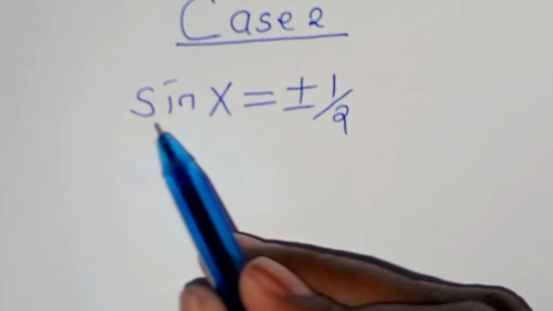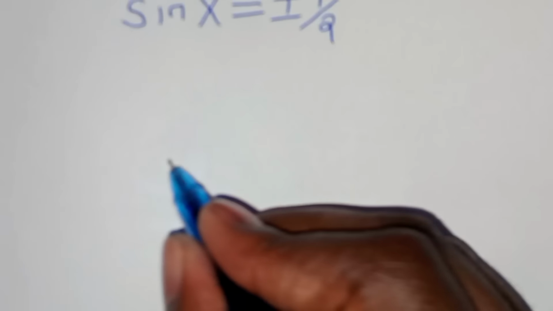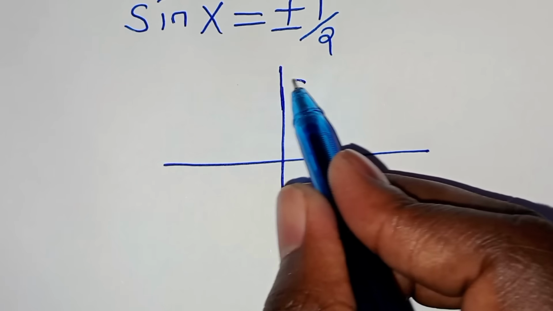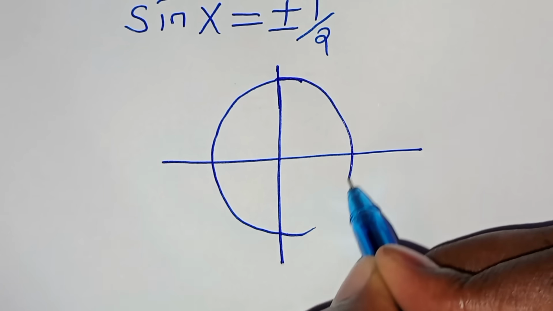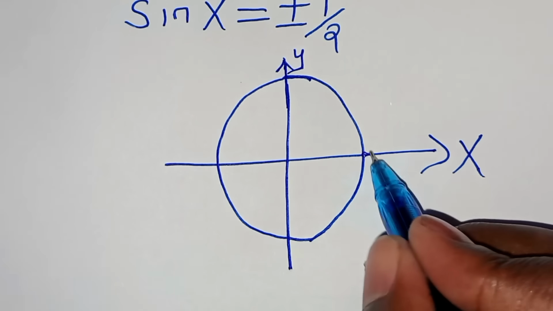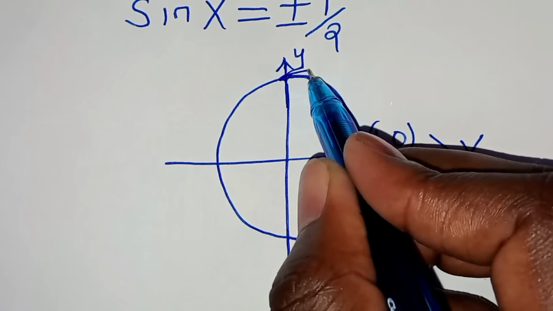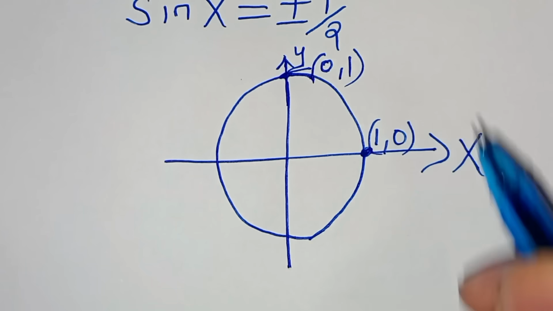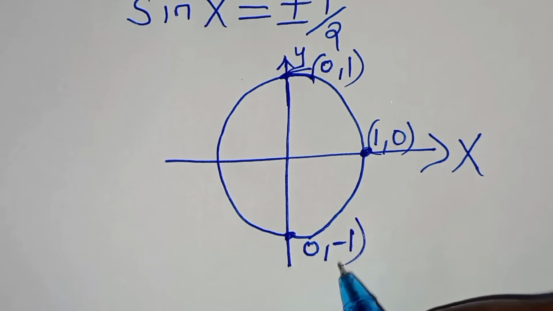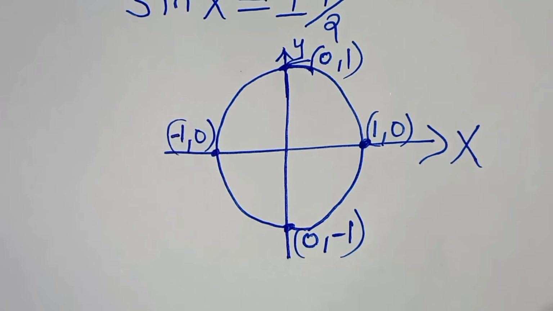Now in case 2, we have sine x is equal to plus or minus a half. Now let's have a graphical representation of this. So we have the x, y plane here. Now this is the x axis and this is the y axis. So here we have a coordinate of 1, 0. Here we have 0, 1. Then here, this is 0, minus 1. And then here we have 1, 0. This is minus 1, 0.